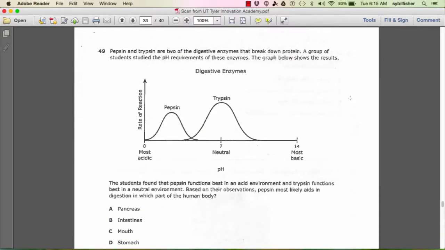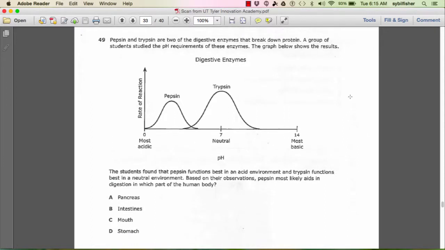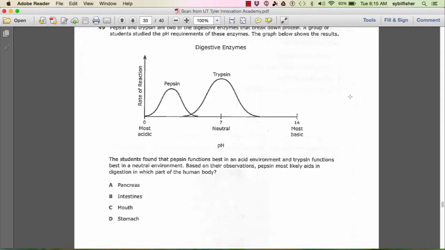Number 49. Pepsin and trypsin are two of the digestive enzymes that break down protein. A group of students studied the pH requirements of these enzymes. The graph below shows the results. The students found that pepsin functions best in an acid environment, and trypsin functions best in a neutral environment. Based on their observations, pepsin most likely aids in digestion in what part of the human body? A. The pancreas. B. Intestines. C. Mouth. D. Stomach.